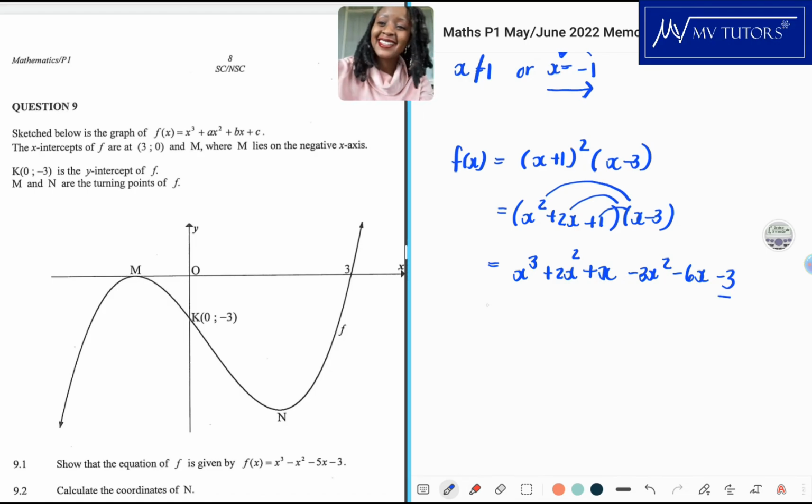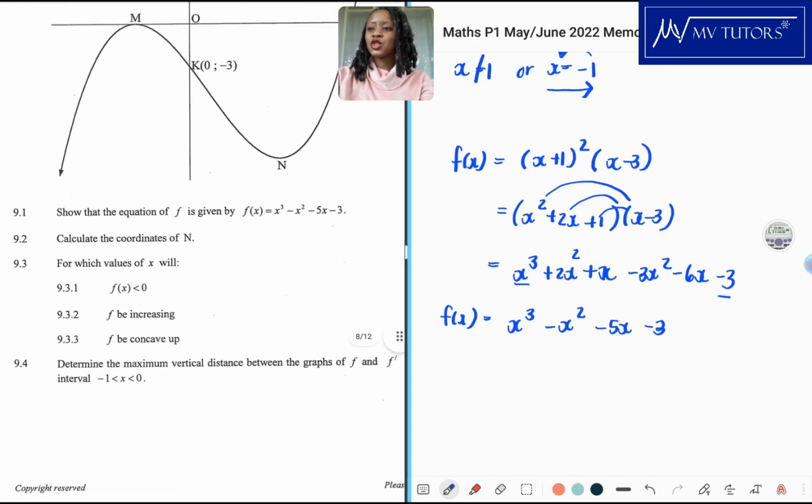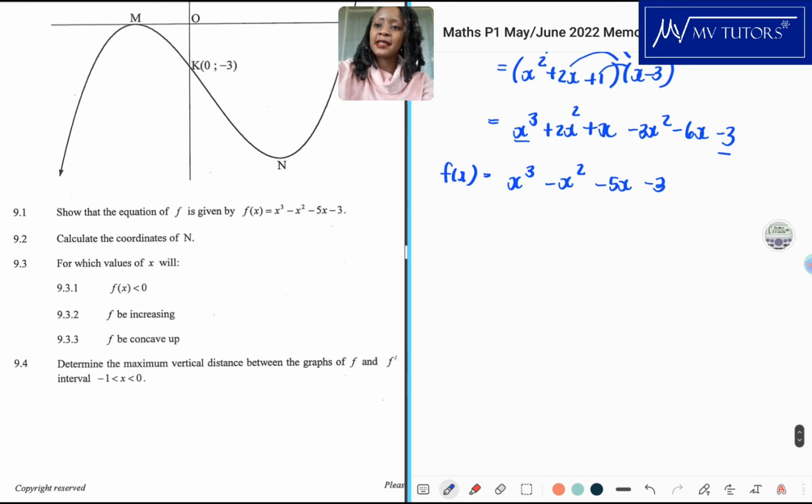That's a good sign. Now, we have x squared, x cubed, so that's good. Now let us see with the other ones. So I have x cubed minus 3x squared plus 2x squared will be -x squared. Okay, things are looking good. Minus 6 plus x, that will be minus 5x. So yeah, we have the equation, ladies and gents, and that's it. Okay, so that was 9.1. We showed that indeed the equation is that.